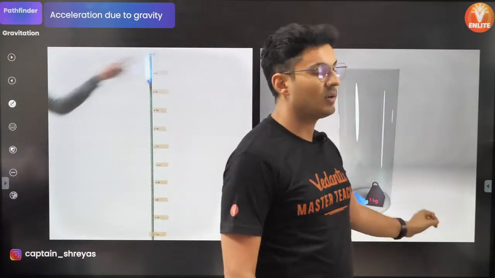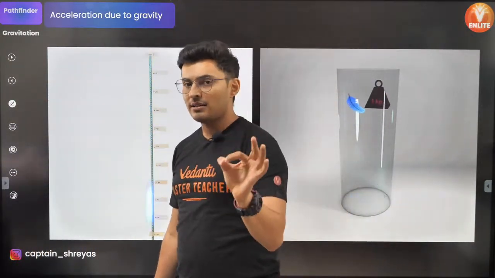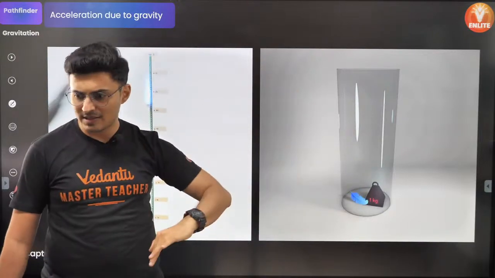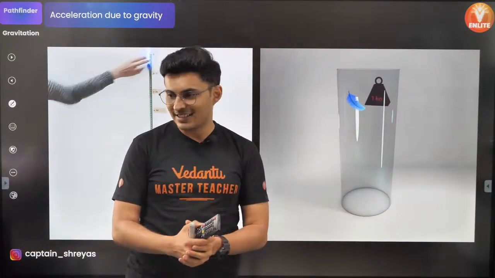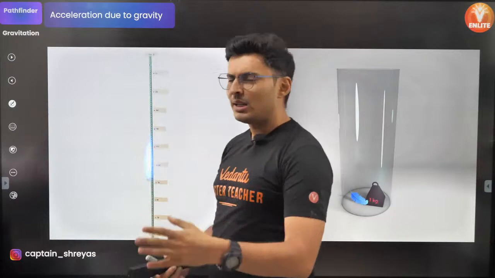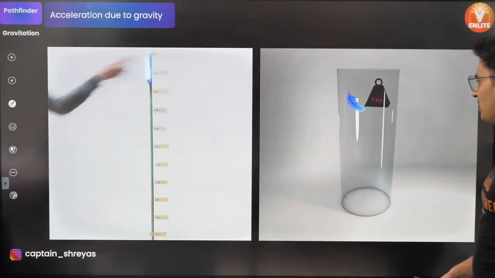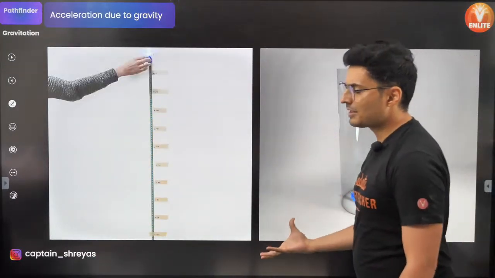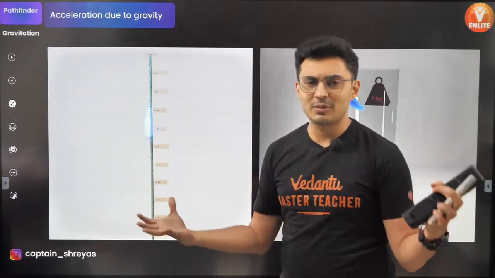A lot of questions come from finding the acceleration due to gravity at some height or at some depth, or changing the planet sizes. So, look at this. First of all, experiment. You would have heard about this. You would have seen some videos, or you would have seen some simulations.